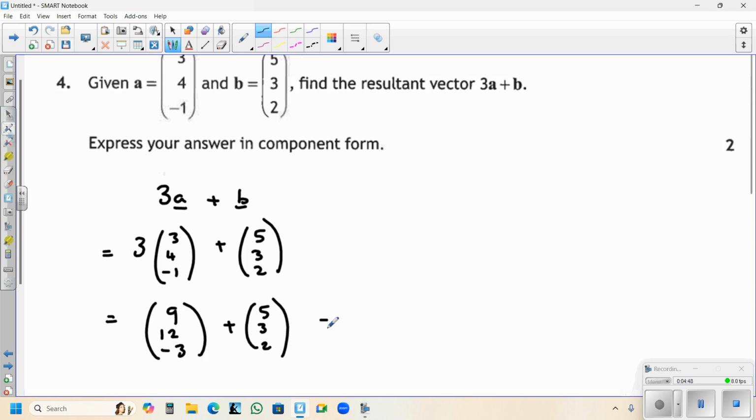So we'll add the x components, so 9 and 5 gives me 14. We'll add the y components, which is 12 and 3 gives me 15. And then the z ones, we've got negative 3 add on 2. So we're down at negative 3, we come up to, takes me to negative 1. And that's the resultant vector.